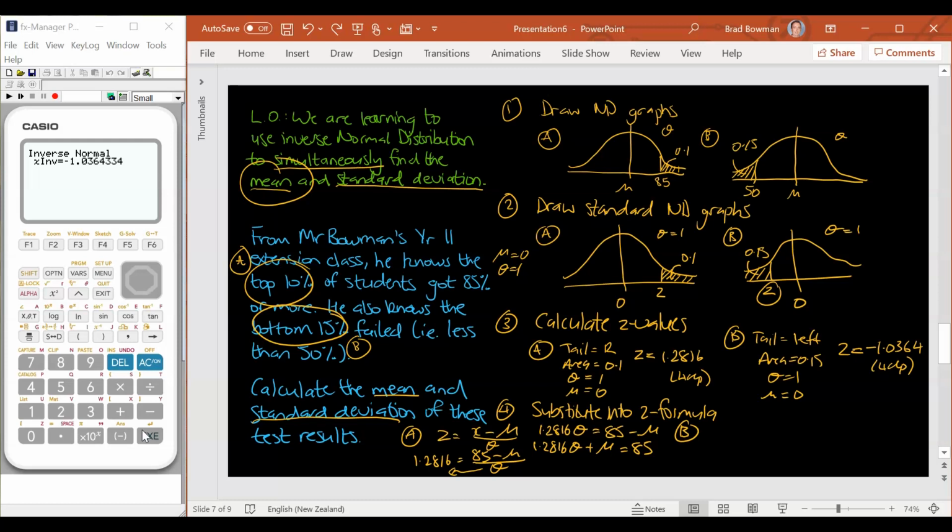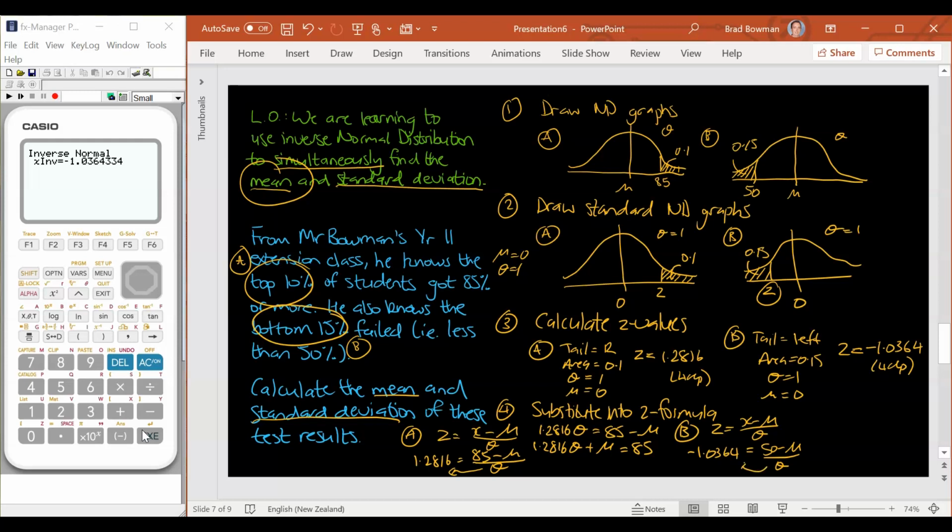So B, same thing. Let's set up our equations. Z is equal to X minus the mean divided by the standard deviation. The Z is up here, negative 1.0364. That's going to be equal to X, which was up the top here, 50, minus the mean divided by the standard deviation.